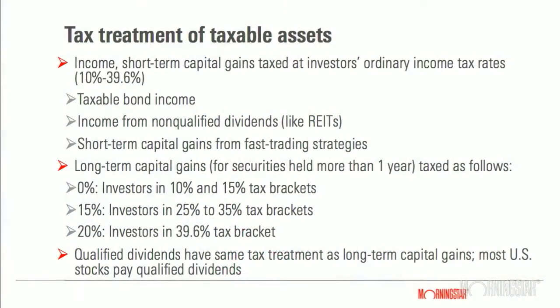So tax treatment of taxable assets, I talked about long-term capital gains. Income from taxable accounts is taxed at your ordinary income tax rate. So that would be taxable bond income, non-qualified dividends, and short-term capital gains from fast trading strategies. Those would all be subject to your ordinary income tax rate. Qualified dividends have the same tax treatment as long-term capital gains. And most U.S. securities, to the extent that they kick off dividends, do qualify for that low dividend tax treatment currently.